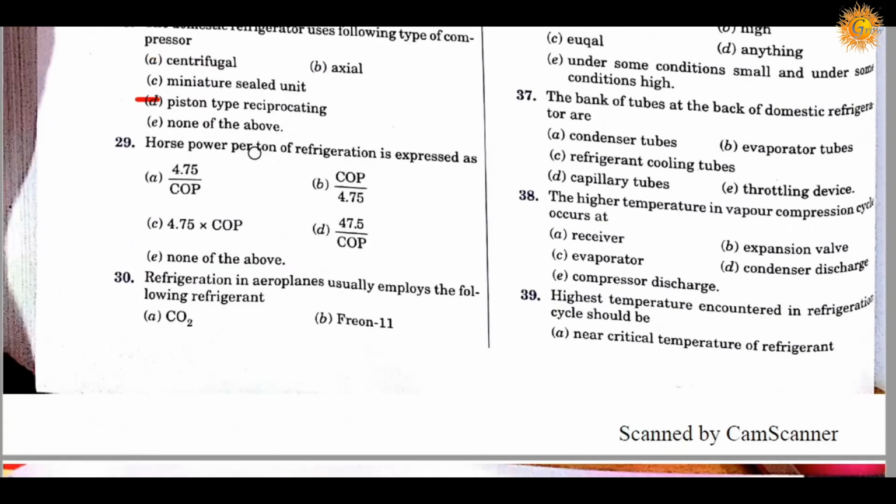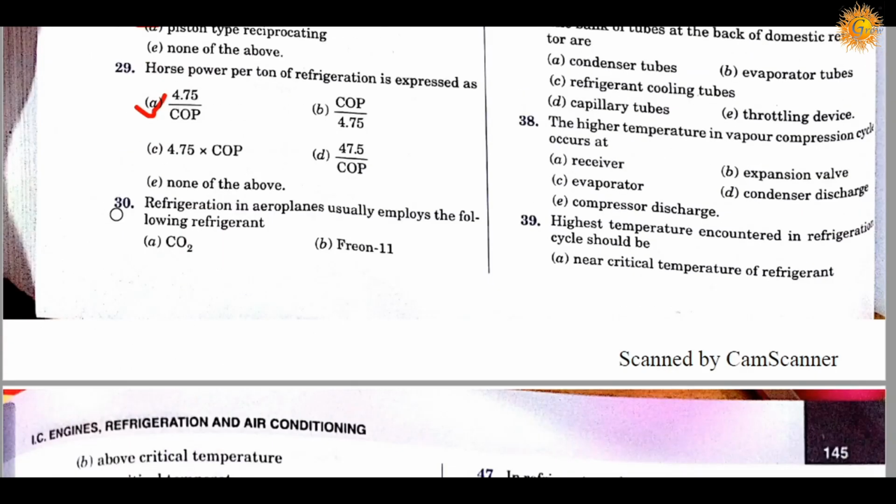Question 29. Horsepower per ton of refrigeration is expressed as, option A, 4.75 upon COP, option B, COP upon 4.75, option C, 4.75 into COP, option D, 47.5 upon COP, and option E is none of the above. So the correct answer is A, 4.75 upon COP.